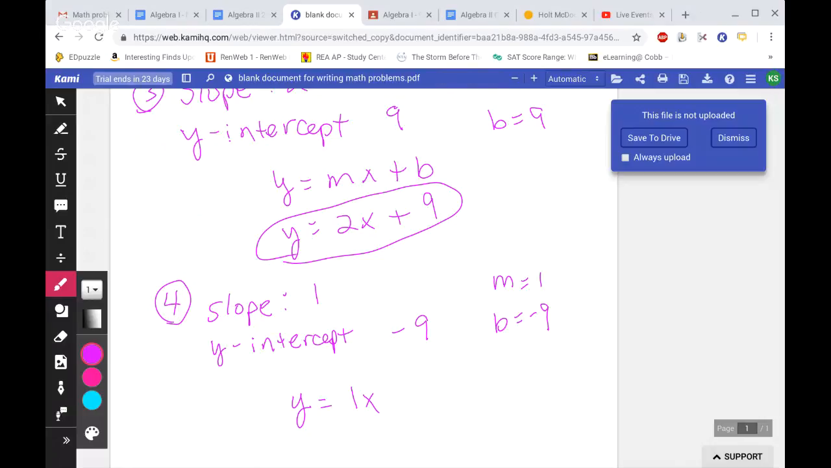You don't have to write the 1 in front of the x. I just wrote it so that you could see that I'm following the same steps every single time, substituting the m and the b. It's an understood one when there's a variable like that. The y-intercept is the b and the slope is the m.